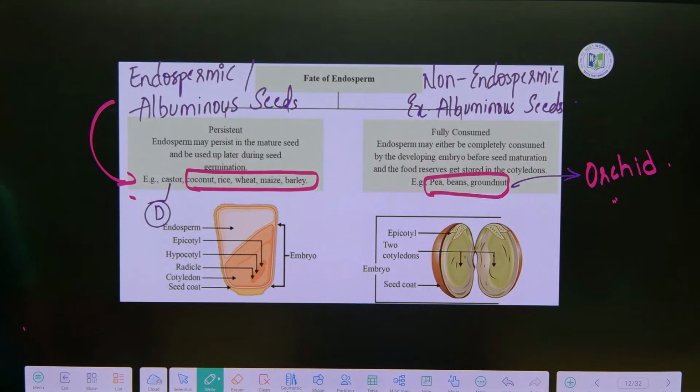Clear? Anyhow, at the types of seeds, we will recall this concept again. Just take down the examples, that is enough. Done?